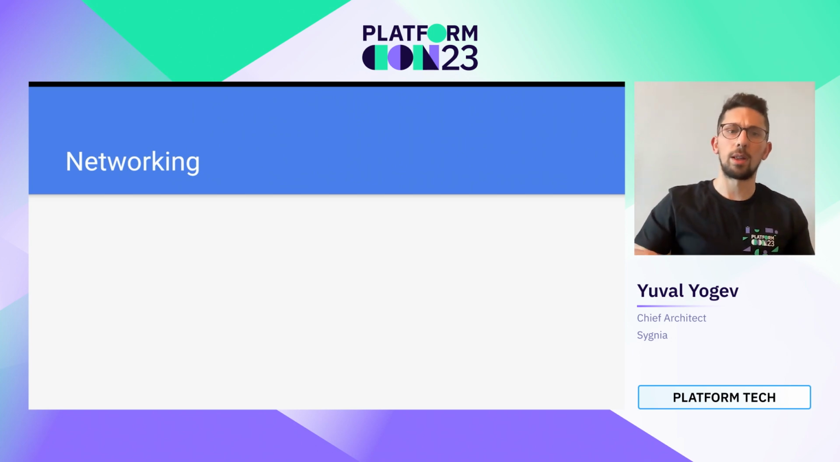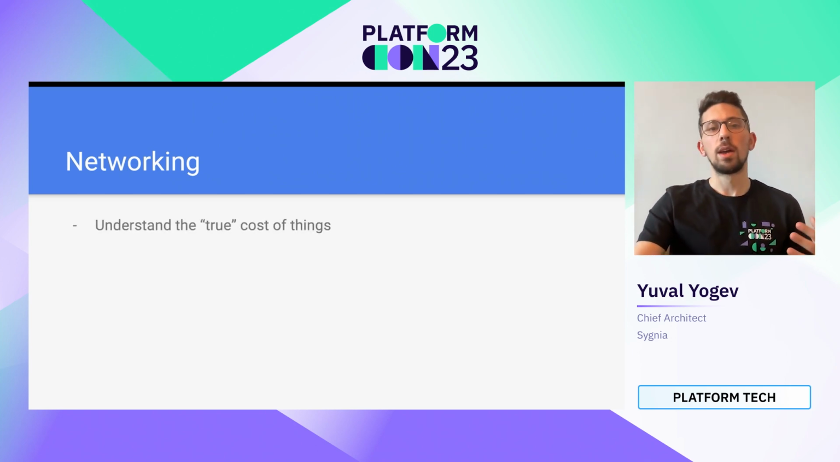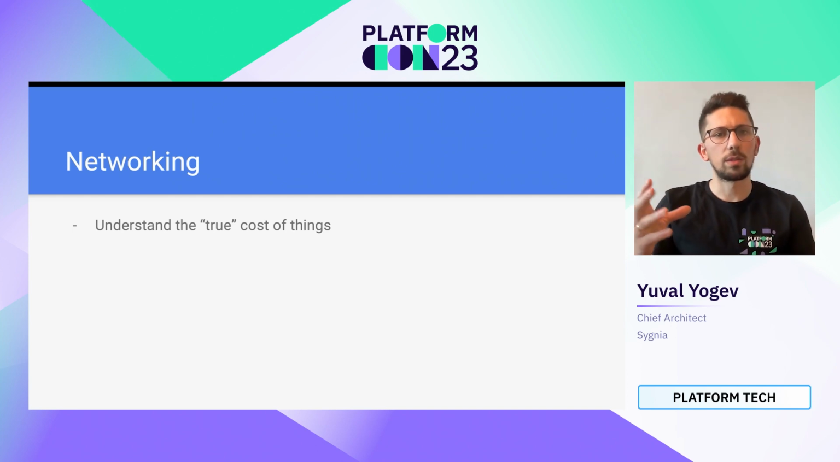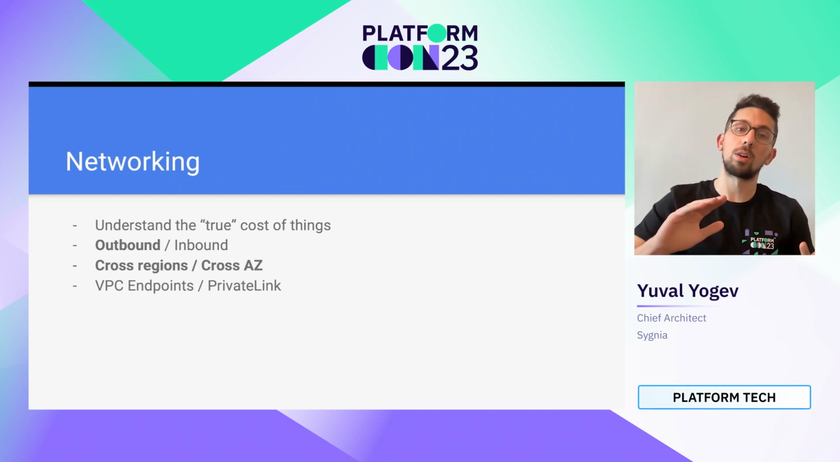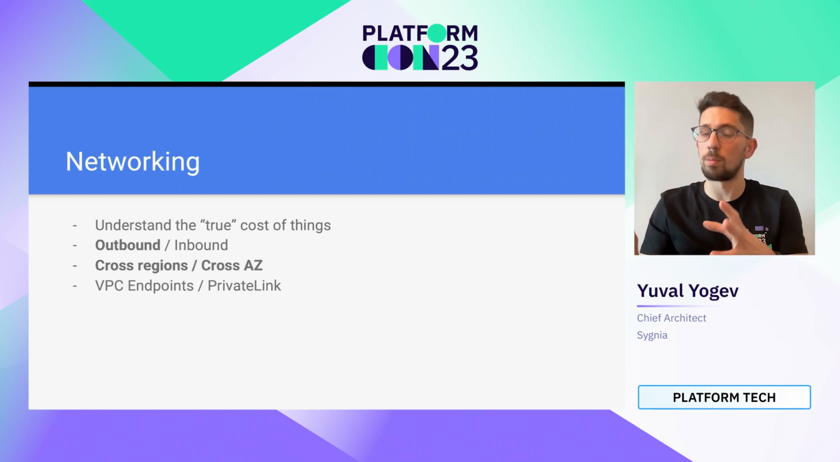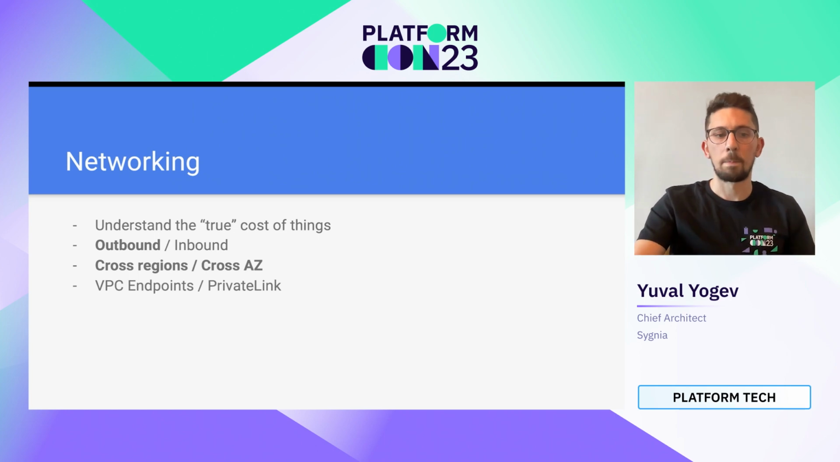Next is networking. When we talked about the true cost of things, when you have a server, the true cost of the server is not only the running time of the server, it's also the storage, and it's also the networking, which will probably appear at the very top of your bill. You want to be careful with outbound communication, and with cross-region, cross-availability zone communication, because these cost a lot in AWS. What you can do is use VPC endpoints or PrivateLink to avoid going out to the internet just to reach another VPC or just to reach AWS.